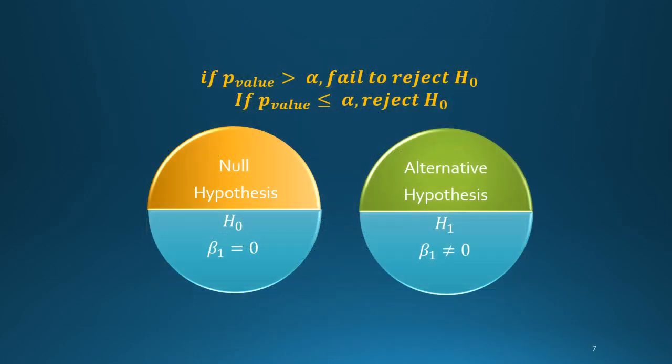First, we need to choose the significance level, or alpha, appropriate for our situation. A common choice is 0.05. So we'll use that. If the p-value is less than or equal to alpha, we reject the null hypothesis that the slope equals 0. And if the p-value is greater than alpha, we fail to reject the null hypothesis.